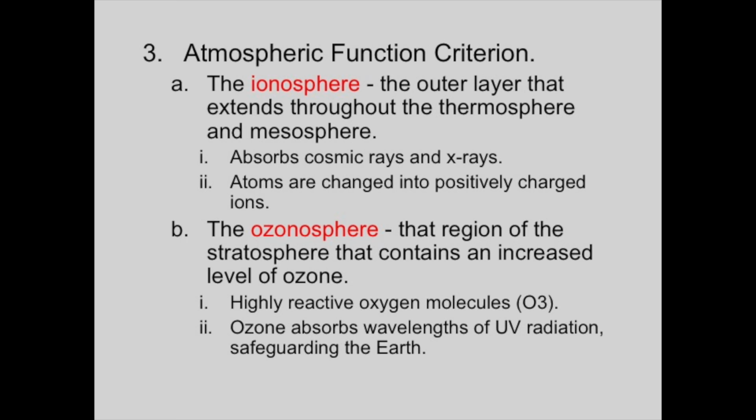The ionosphere absorbs cosmic rays, gamma rays, X-rays, and other short wavelength kinds of energy expressions, such as ultraviolet radiation. Given its chemical nature, it's also a location where we see atoms being changed into positively charged ions. The other region in this kind of functional criterion is the ozonosphere. The ozonosphere is that portion of the stratosphere, and again that's a temperature consideration, that contains an increased level of ozone. Ozone is a highly reactive oxygen molecule made up of 3 oxygen atoms instead of the usual 2.